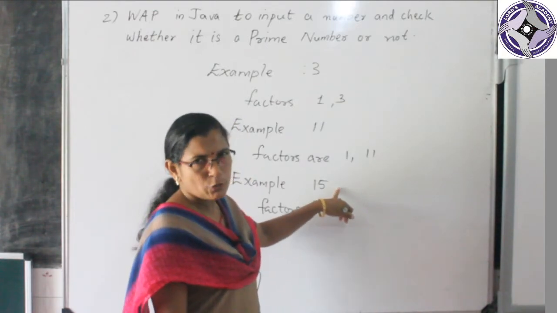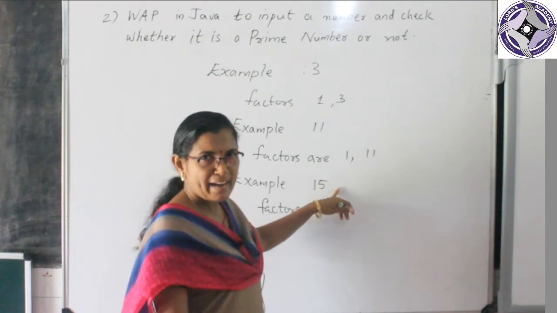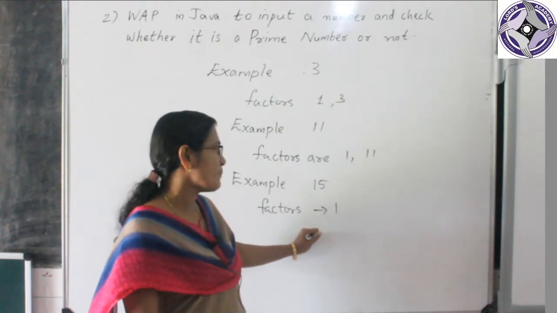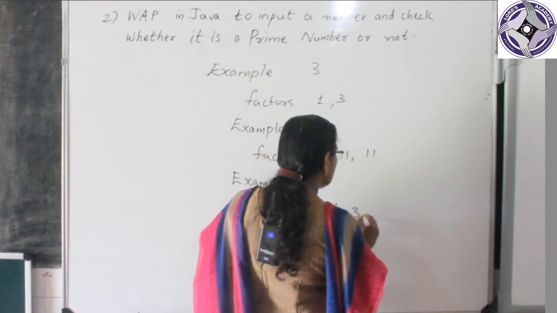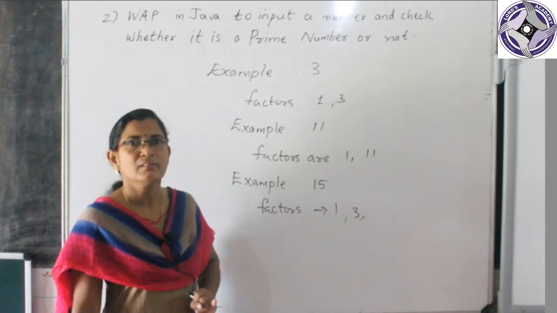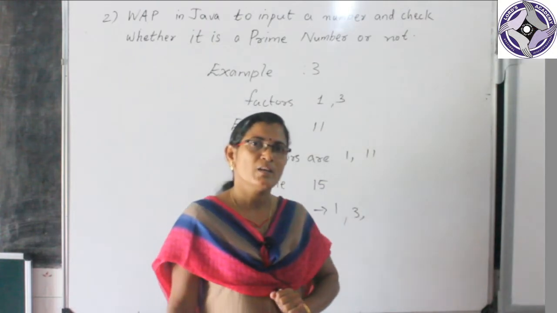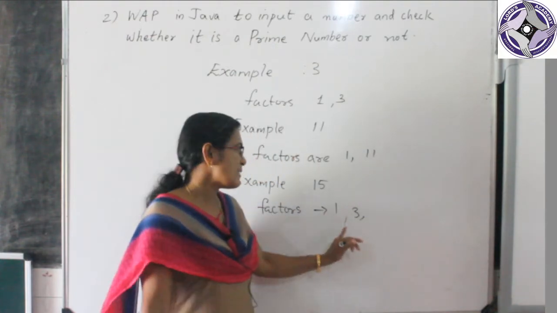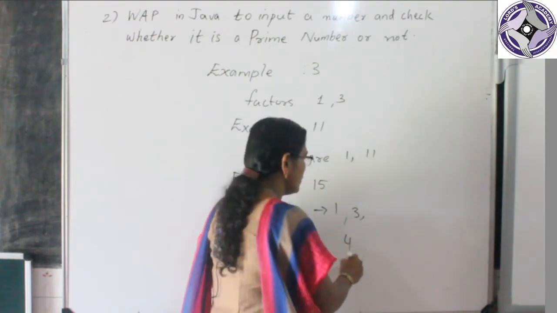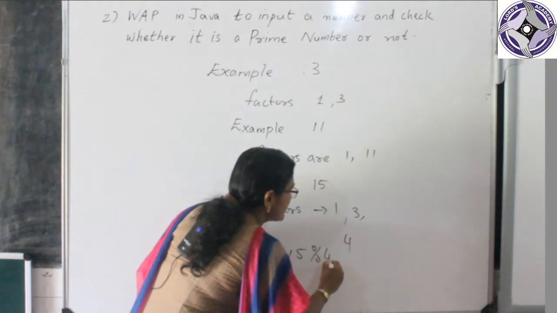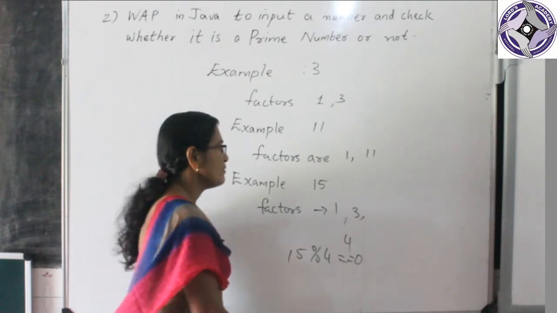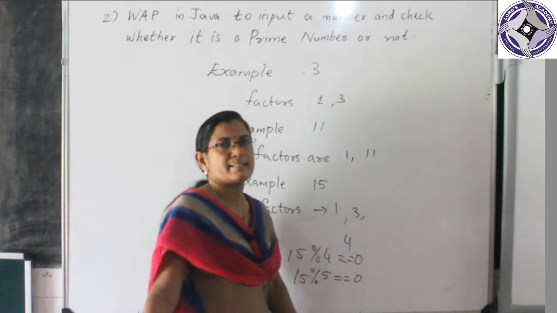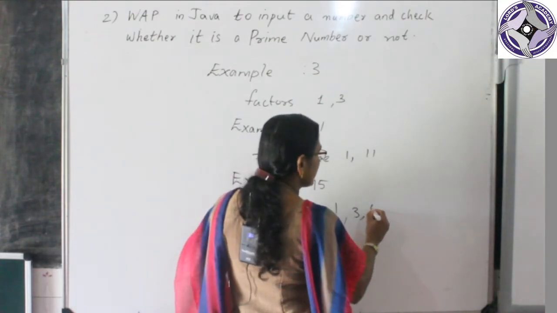15, is it divisible by 2? No. So 2 is not a factor of 15. Is it divisible by 3? Yes, 15 is divisible by 3. So 3 is a factor of 15. Is it divisible by 4? No. 15 modulus 4 is equal to 0? No. Whereas 15 modulus 5 is equal to 0? Yes. So it has one more factor, 5.